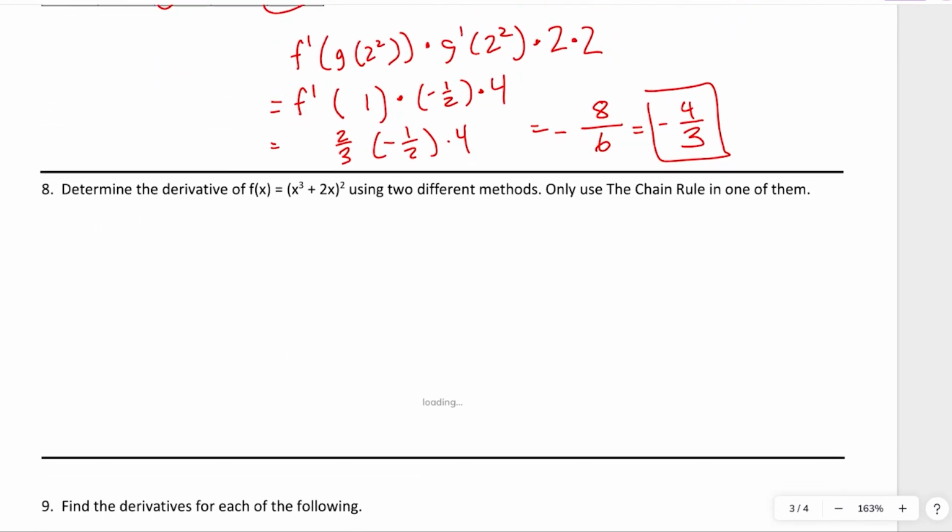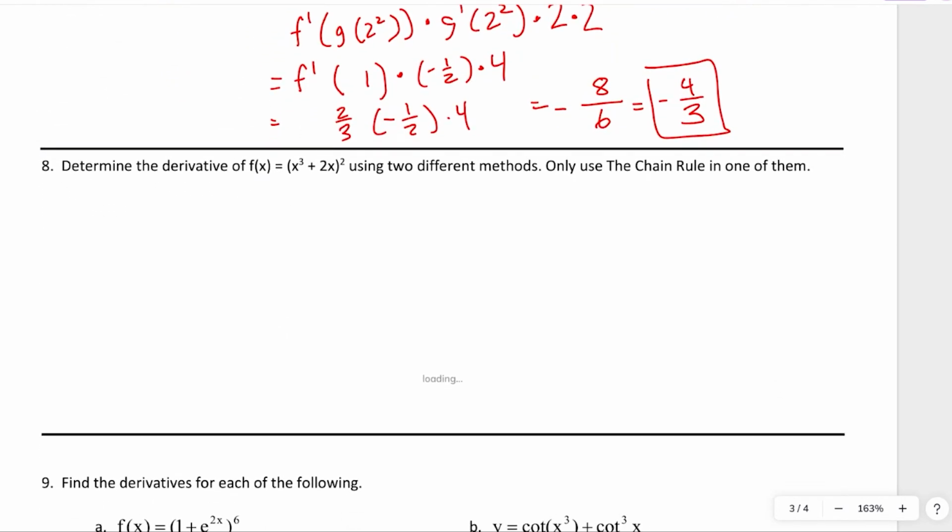Number 8. Determine the derivative of this using 2 different methods. Only use the chain rule in one of them. Okay, let's start with the chain rule first. So our outside function is something squared. Our inside function is x cubed plus 2x.